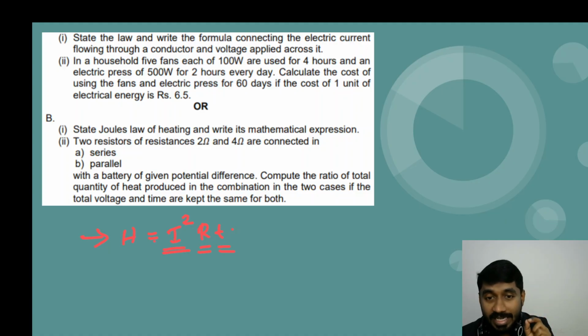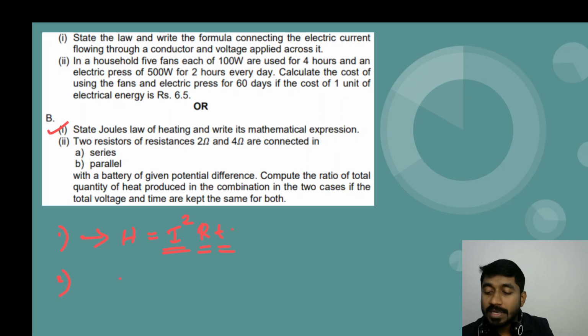Clear? So the heat produced in an electric circuit is proportional to the square of the current, the resistance, and the time for which it flows through the circuit. So we answered the first question. Study it now itself. Second question.